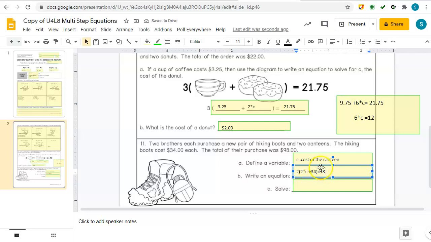So let's break it down. 34 was the cost of the boots, plus 2 times the cost of the canteen. Then we had to take all of that and multiply by 2 because there were 2 brothers, and they each did that. Alright, now let's go ahead and solve that equation. Take the time, pause the video here, work through it, figure out the cost of each canteen, and we'll figure out that the cost of the canteen, C, is $7.50. And again, since it's money, we should write it like it's money.